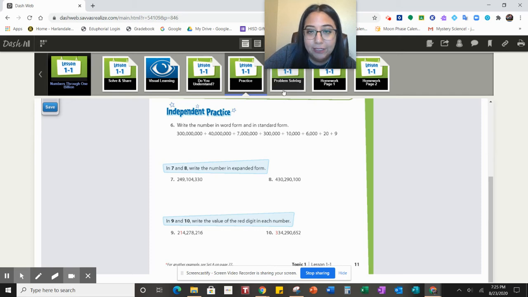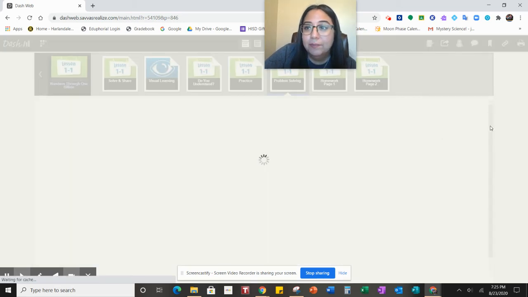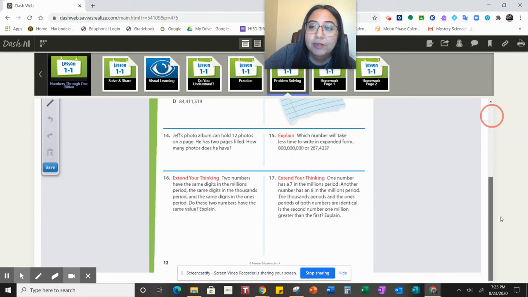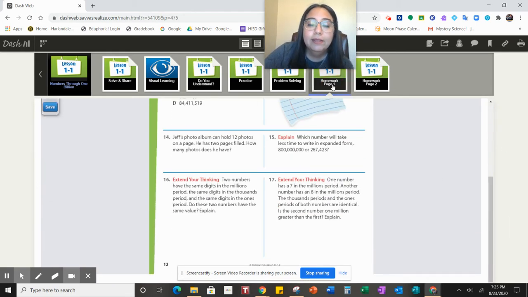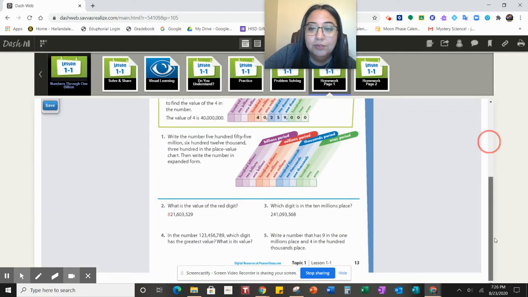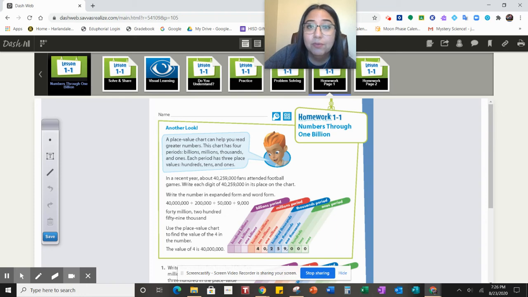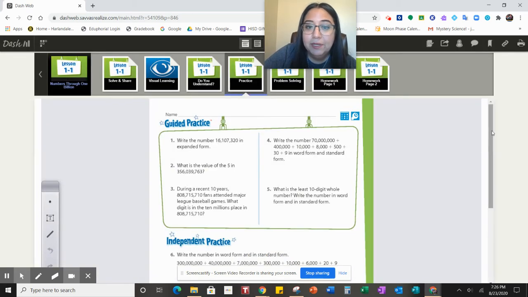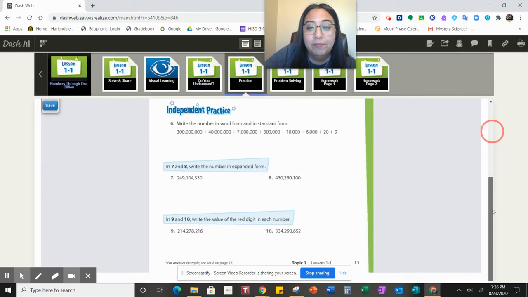If you want extra practice, you can do the back side of the page, which is page 12. There's some different word problems there. And then if you want extra practice, you can also do pages 13 and 14, which are the homework pages. So that's up to you. But for today, to get credit for today's assignment, it would just be numbers 6 through 10 on page 11.